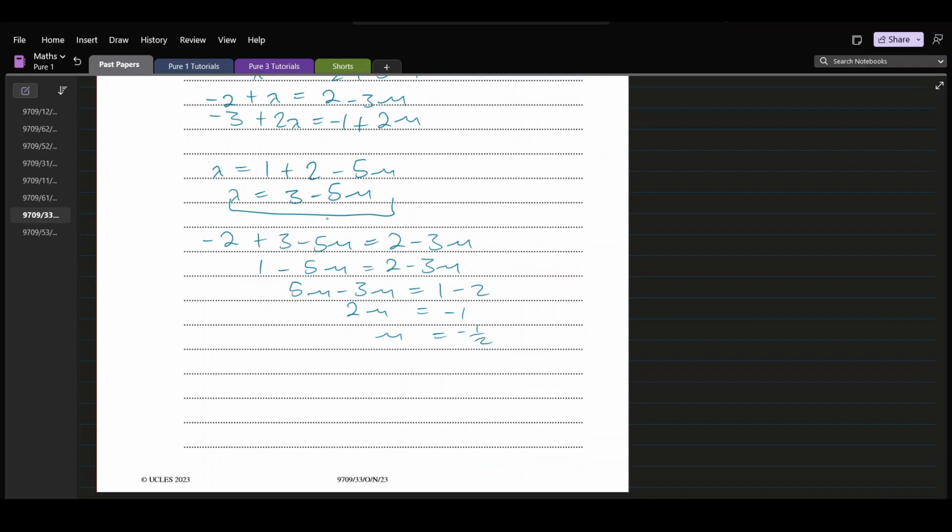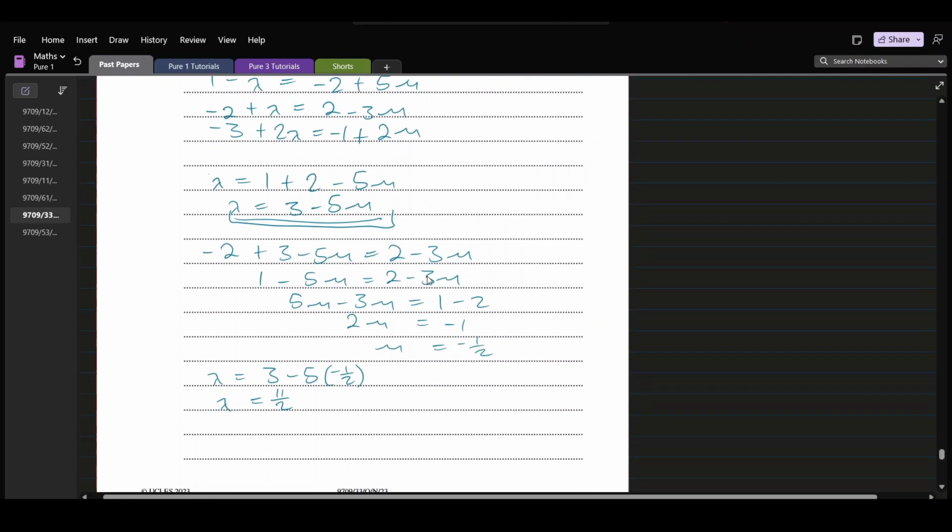Okay, now let's use this equation to evaluate lambda. Lambda is equal to 3 minus 5 mu, and mu is negative 1 over 2. So lambda is equal to, let's punch that into our calculator, 3 minus 5 times negative 1 over 2, and that gives us 11 over 2.